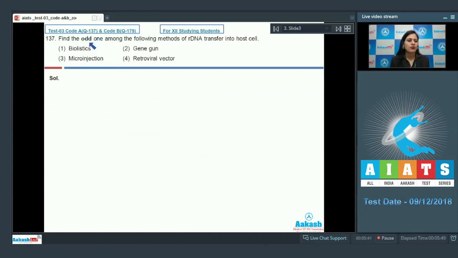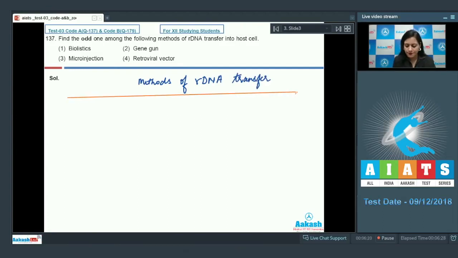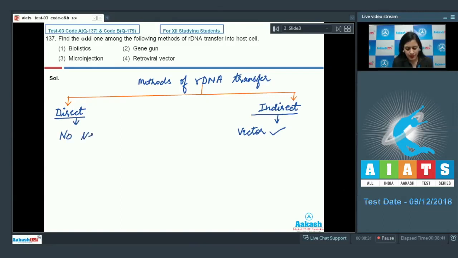Question number 137. Find the odd one among the following methods of recombinant DNA transfer into host cell. And the options given are ballistics, gene gun, microinjection, and retroviral vector. Now, methods of recombinant DNA transfer could be direct as well as indirect. In indirect methods, vectors are involved, whereas in direct methods, vectors play no role.